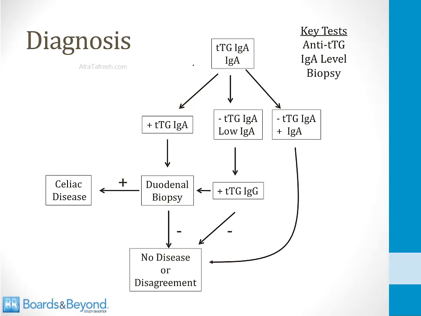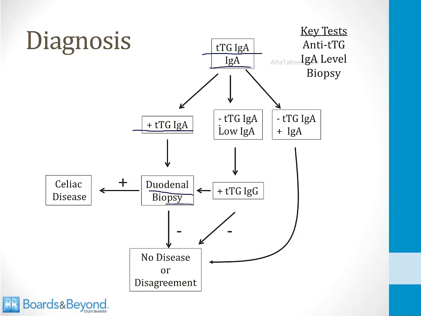I've shown on the slide an algorithm that can be used clinically to make the diagnosis of celiac disease. You start by measuring the IgA anti-tissue transglutaminase level along with a total IgA level. If the patient has increased levels of IgA antibodies against tissue transglutaminase, that suggests they may have celiac disease. You can confirm the diagnosis with a duodenal biopsy.